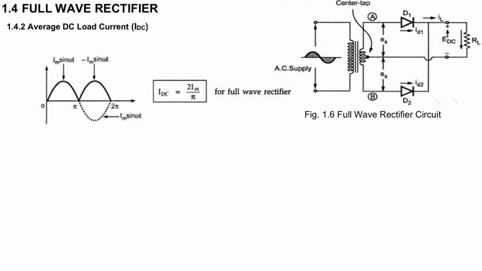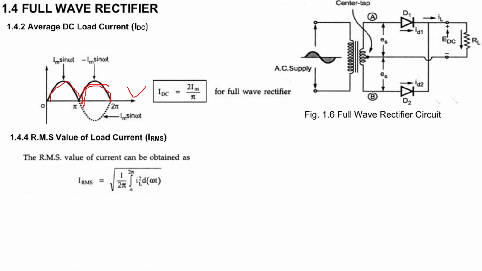So it is very similar to the previous one. In the full wave rectifier, now what will happen? Both waveforms, positive and negative, will shift to the positive. So both waveforms will produce the voltage. So that is called a full wave rectifier. If you solve the equations similarly, you will get IDC is equal to twice Im by pi. If you remember, for the half wave rectifier it was Im by pi, right?